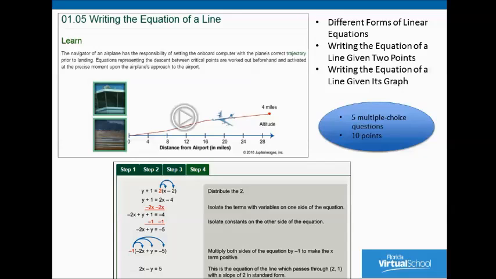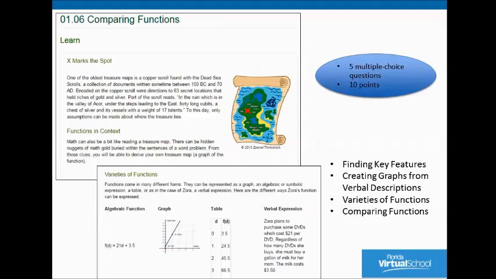Throughout the lesson, when the students are shown specific examples, it could show them in this form where it has steps 1, 2, 3, and 4, which are different tabs that the students click on. When they click on a tab, it shows them the work here on the left-hand side, and on the right-hand side, it tells them what they're doing in that step. And for this assessment, they have 5 multiple choice questions, and it is worth 10 points.